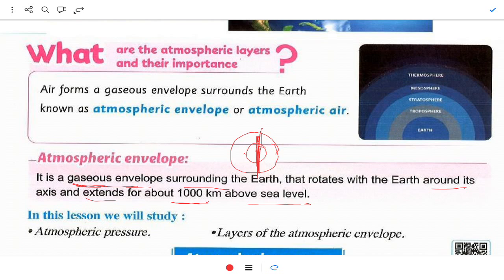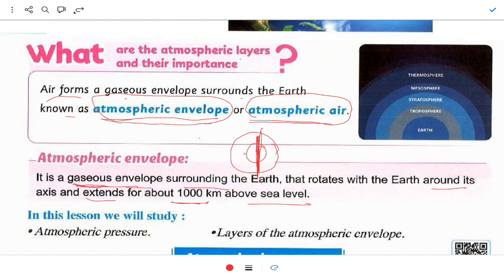So what is the atmospheric envelope? The atmospheric envelope is a gaseous envelope surrounding the earth that rotates with the earth around its axis and extends for about 1000 kilometers above the sea level. And this atmospheric envelope is also called atmospheric air. So you have to say atmospheric envelope or atmospheric air. Air forms a gaseous envelope surrounding the earth known as atmospheric envelope or atmospheric air.